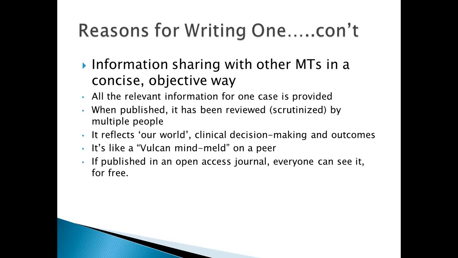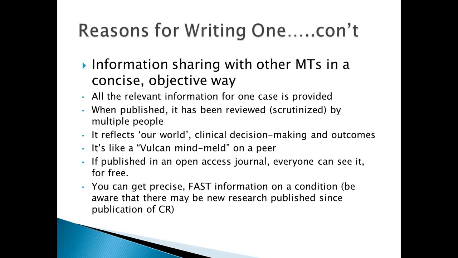If it's published in an open access journal like the IJCMB, everybody can see it for free. And you can get very precise, fast information on a condition. For example, if you had someone come in with ankylosing spondylitis, I would hope that in your literature search you would actually come across my little case report. Now, you shouldn't just accept it as being perfect. There are things that are wrong with it. It has its strengths and weaknesses.